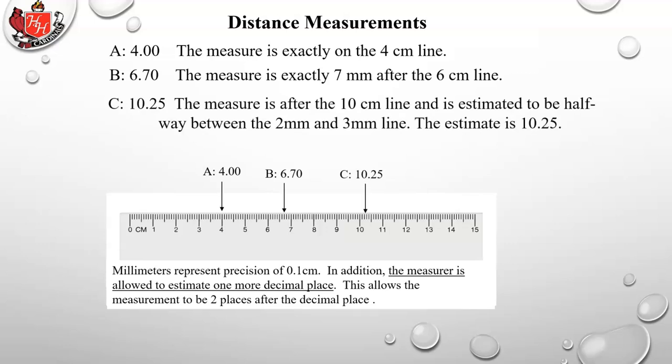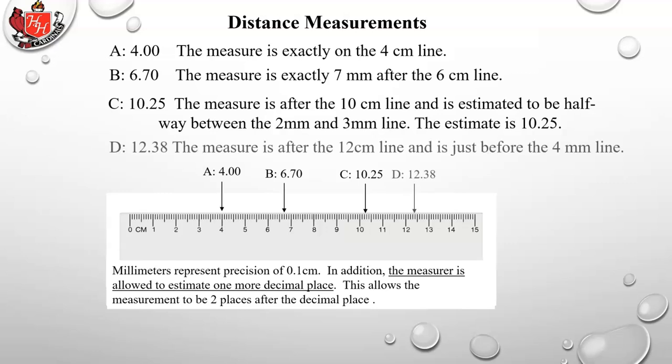Over here we have 10.25. So you look at that and you say, okay, it's past the 10. It's 2 lines past the 10, but it's actually a little more than 2 lines, but not all the way to 3 lines past the 10. So you would say that's somewhere in between 0.2 and 0.3, so that would be 10.25. Again, in all 3 cases here, you're going to 2 digits after the decimal point on a ruler like this.